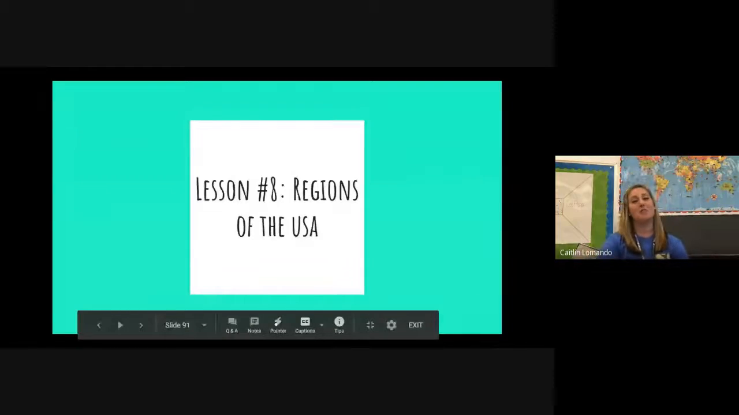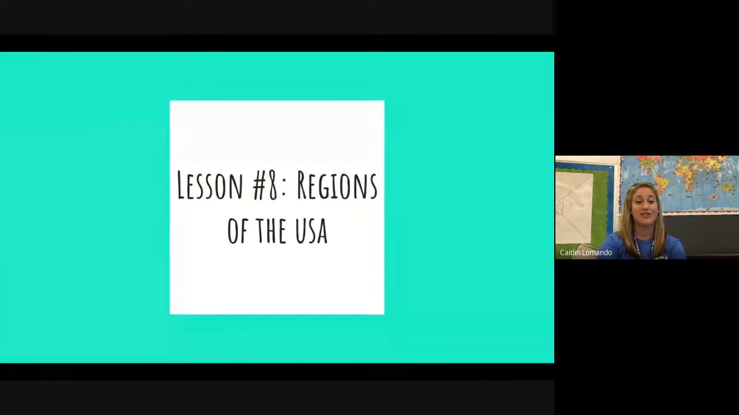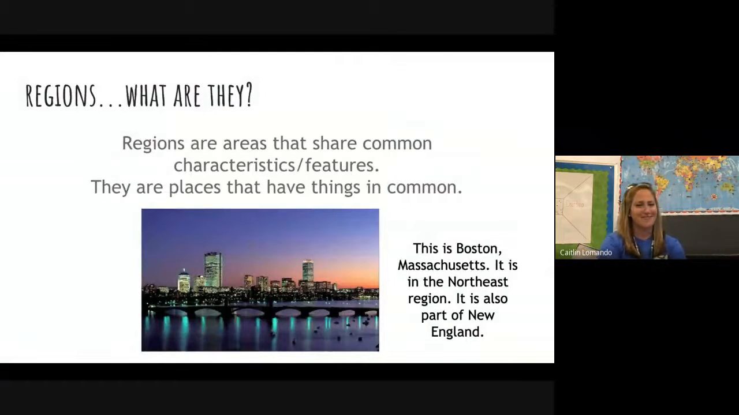So today we're going to talk about regions of the United States of America. Our country has 50 states, and within that, we can group those 50 states into 5 regions. Regions, what are they? Regions are areas that share common characteristics and features. They are places that have things in common.